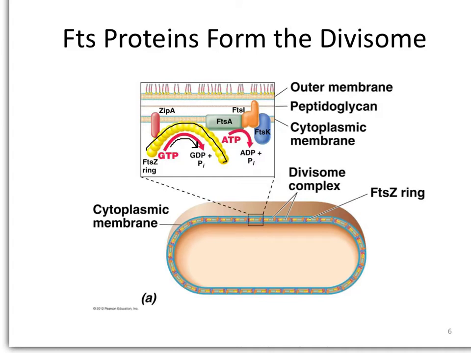Each of these little balls is a single FtsZ protein. They polymerize together to form that ring structure. FtsA and ZipA, here's ZipA and here's FtsA. FtsA and ZipA anchor the FtsZ ring to the cytoplasmic membrane.